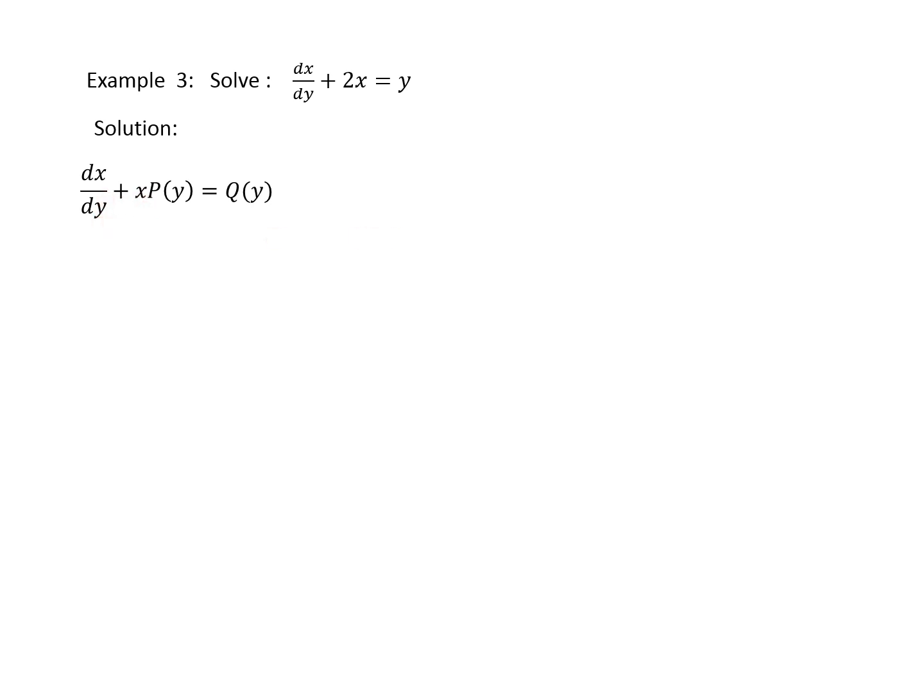Do you have a dx/dy? Yes. Do you have an x? Yes. And then you have a P(y) there, that is 2. That is your P(y), and then your Q(y) is y. Therefore, the differential equation is linear in x. Okay, so the next step is to get your P(y) and Q(y). Your P(y) is 2 and Q(y) is y, and get the integrating factor.